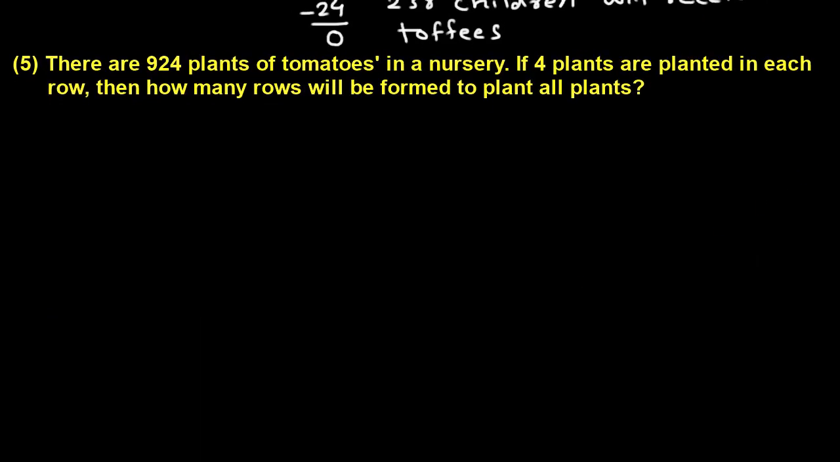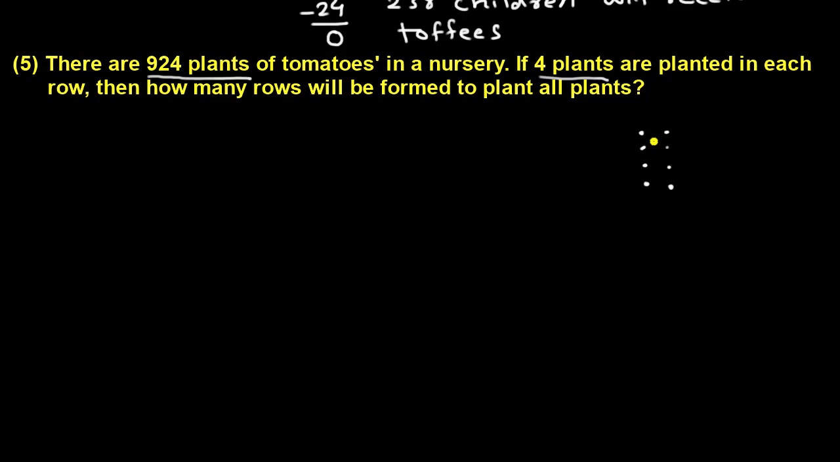Here we have the fifth and the last question. There are 924 plants of tomatoes in a nursery. If 4 plants are planted in each row, then how many rows will be formed to plant all plants? So we want to plant 4 tomatoes in each row. In one row we have 4 tomatoes. In the second row we have 4 more tomatoes. So 4 plus 4, 8. This way we have to go up to 924 plants.